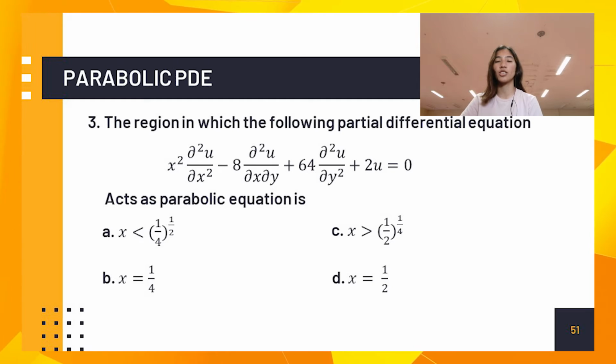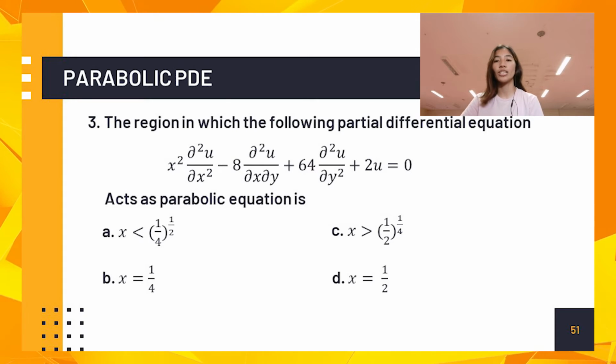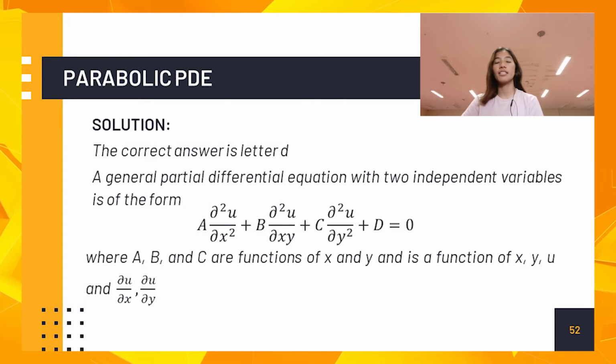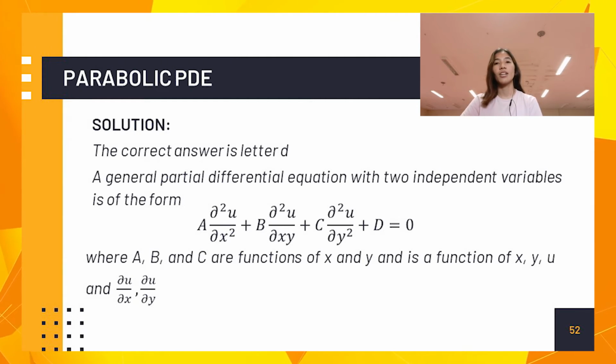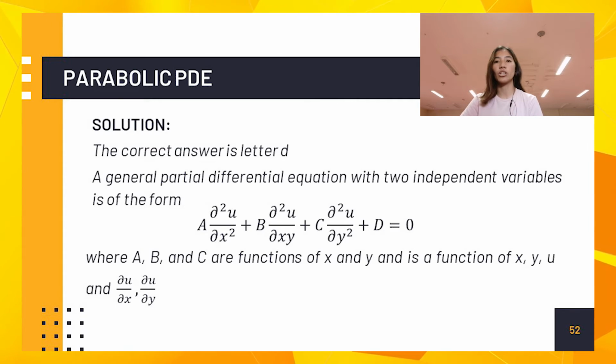For question number 3 of parabolic PDE, the region in which the partial differential equation x squared partial squared u over partial x squared minus 8 partial squared u over partial x partial y plus 64 partial squared u over partial y squared plus 2u equals 0 acts as a parabolic equation has been asked. In answering this, we need to evaluate the equation first. As shown in the slide, this equation consists of two independent variables where a, b, and c are functions of x and y, and the remaining term is a function of x, y, u, and partial u over partial x and partial u over partial y.